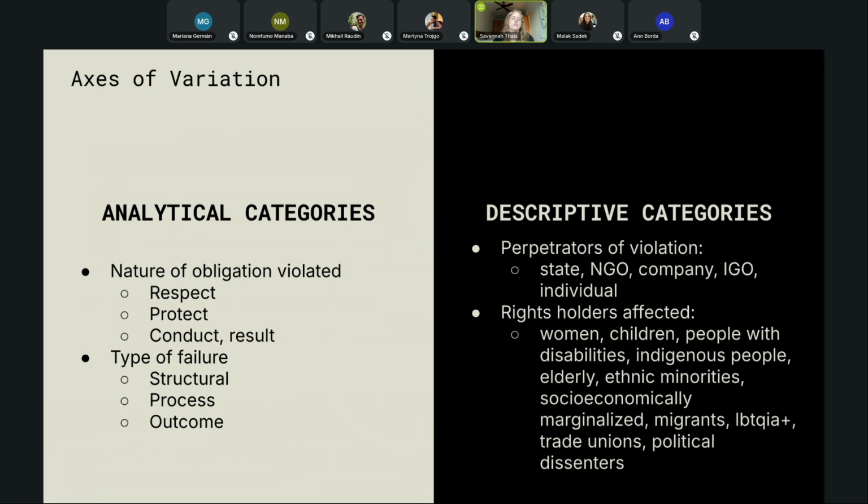And then we have descriptive categories. These are mainly the actors involved: who is a player in the story, who's taking an action that may violate human rights, whether it's a state alone or a state involving an NGO, a company, an IGO, or an individual, and then different groups of rights holders that might be affected.